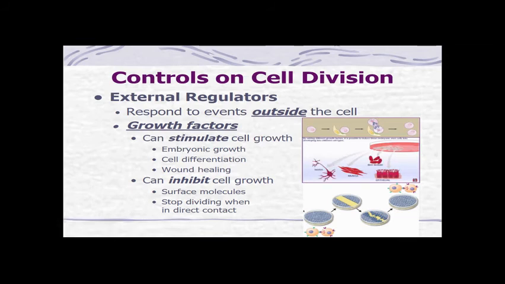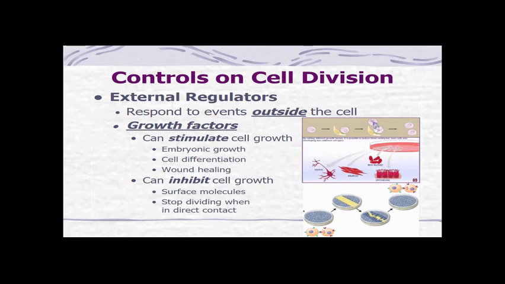There are also external regulators. External regulators respond to events that are outside the cell. And external regulators are growth factors. Growth factors have the ability to stimulate cell growth. This would be like growth of an embryo, or when your cells are differentiating and getting their specific jobs, or in wound healing. So those are times when the cell needs to grow faster.